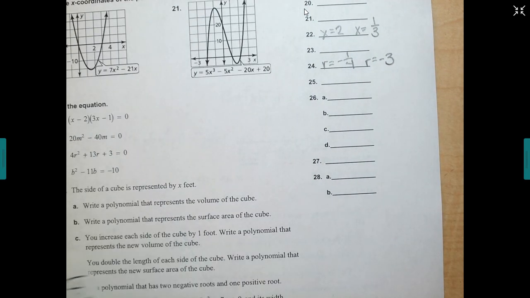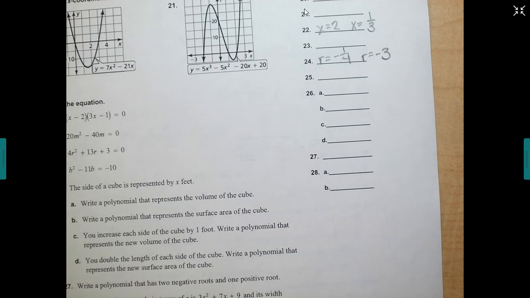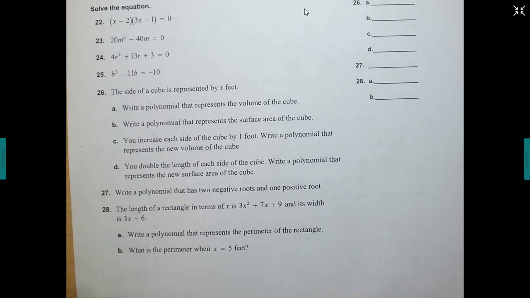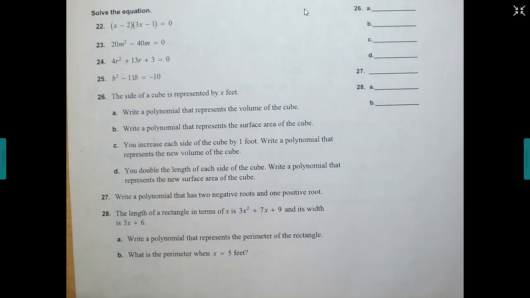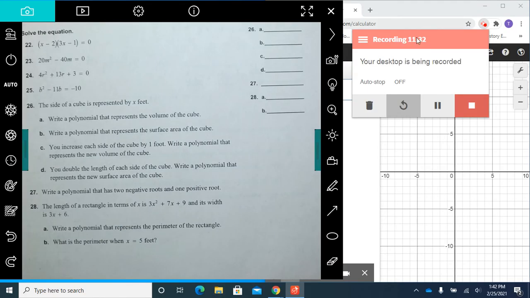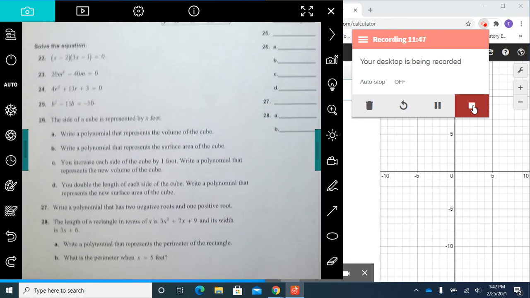All right, and then 26, 27, and 28, you don't have to do. If you did them for extra credit, let me know, and we'll check them out. All right, have a wonderful afternoon, and make sure you know everything for the test tomorrow. And if you have any questions, please ask, because your test is just like this. If you understood this review, you're going to crush the test.